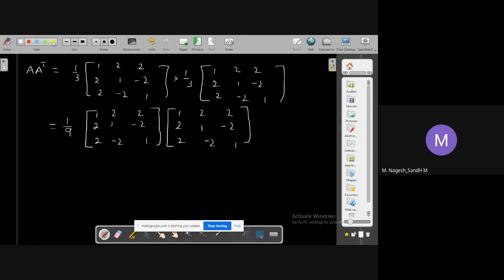If anybody doesn't know matrix multiplication, no worry, you can learn from here. So now 1 by 9 into, row into column. First row into first column: 1 into 1 is 1, next 2 twos are 4, next 2 twos are 4. Okay, next, I'll do one thing. Wait a minute.